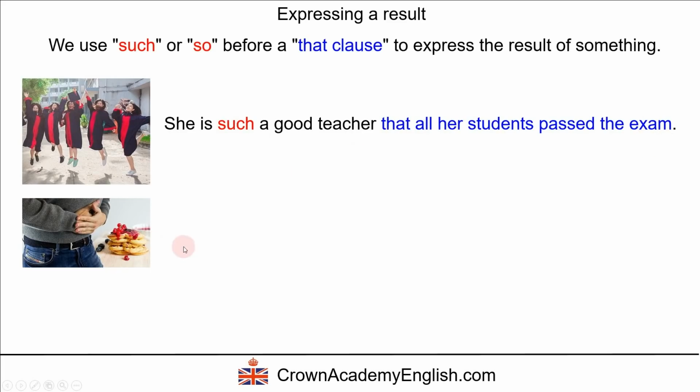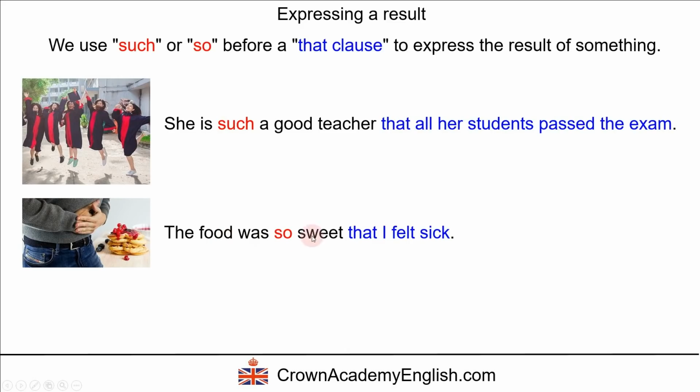So here is another example, the second example. The food was so sweet that I felt sick. So here is the normal structure. The food was so sweet. So followed by an adjective, sweet. This means with lots of sugar in it.